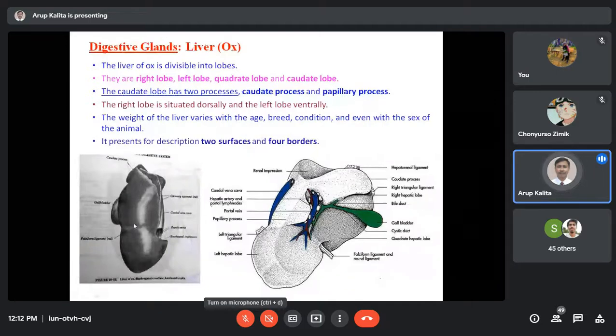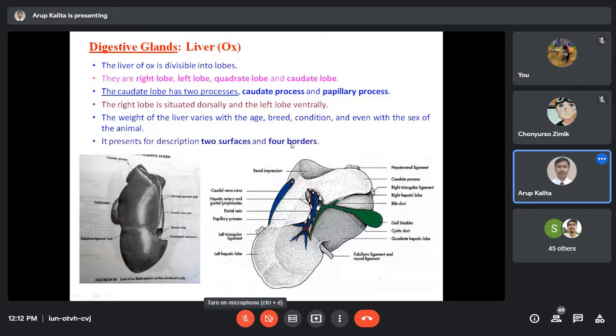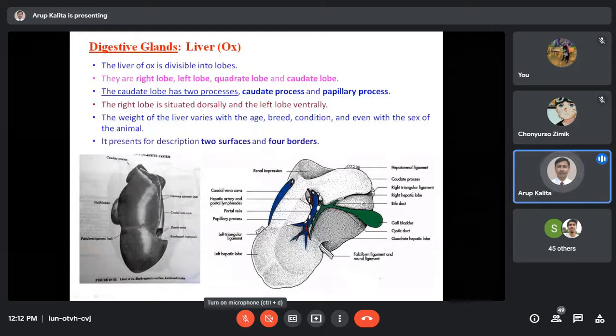Now for description of the liver, it has 2 surfaces and 4 borders. Okay, 2 surfaces and 4 borders. The lobes we have already counted, 4 lobes. This is the right lobe, this is the quadrate lobe, this is the left lobe, and this is the caudate lobe. The caudate lobe has the caudate process and the papillary process.